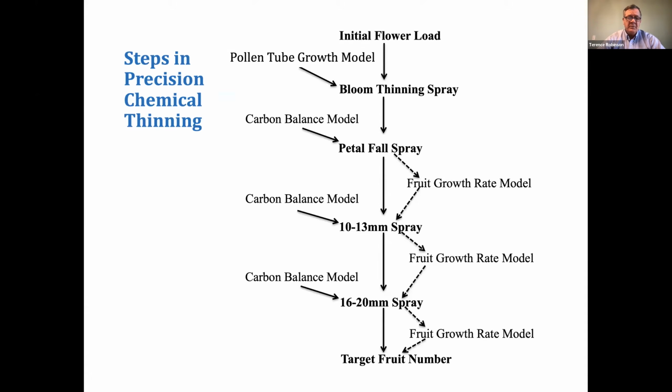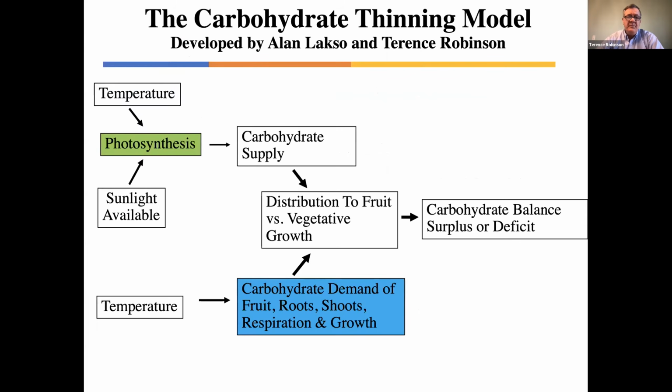So it's possible in some years you might get all your thinning done with the blossom spray and the petal fall spray and stop. And the way that you judge that is through the use of the fruit growth rate model. In many other years, you have to spray again at 10 to 13 millimeters. And then in many years, that's enough. But in odd years, when thinners don't work so well, we have to come back in with the last spray at the 16 to 20 millimeter stage.